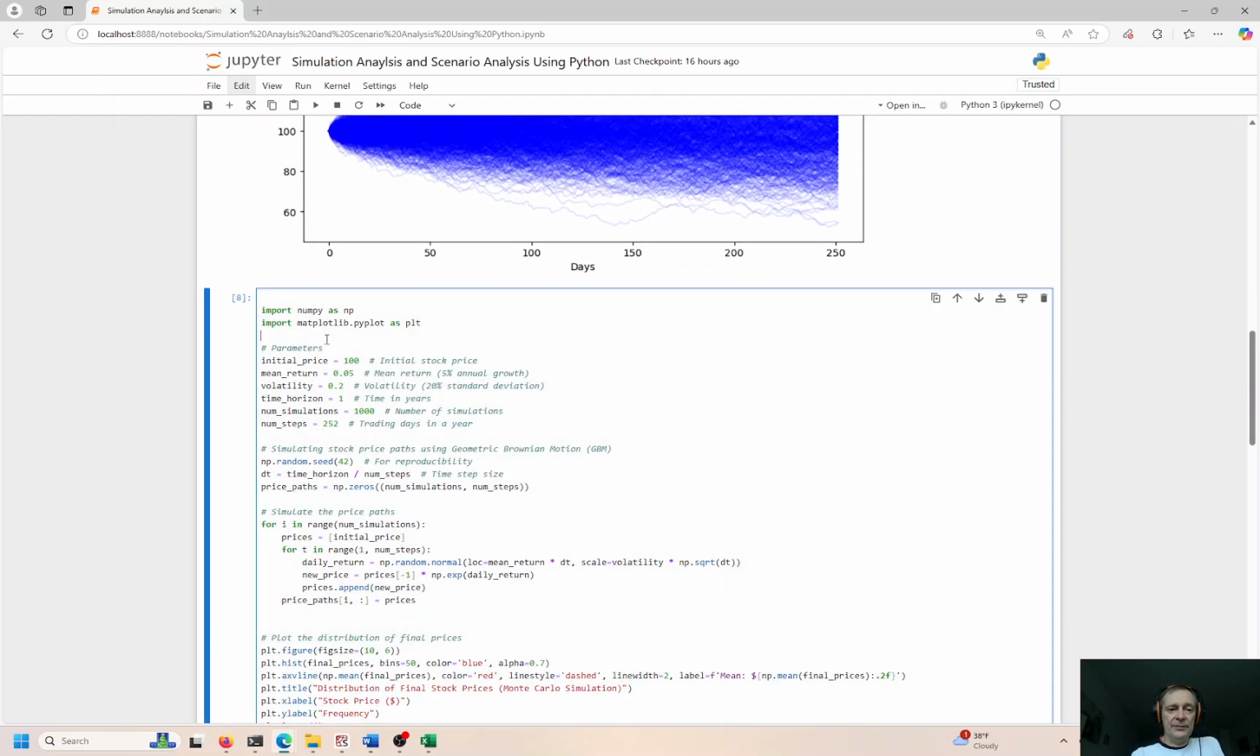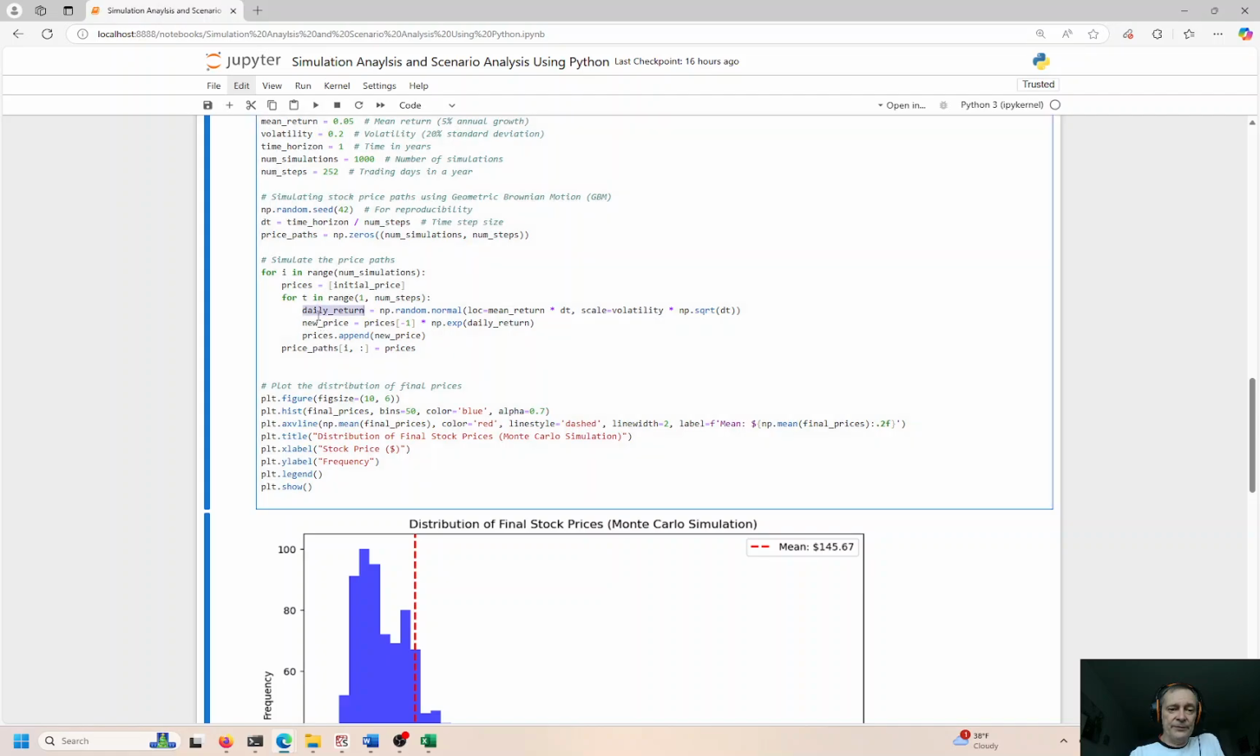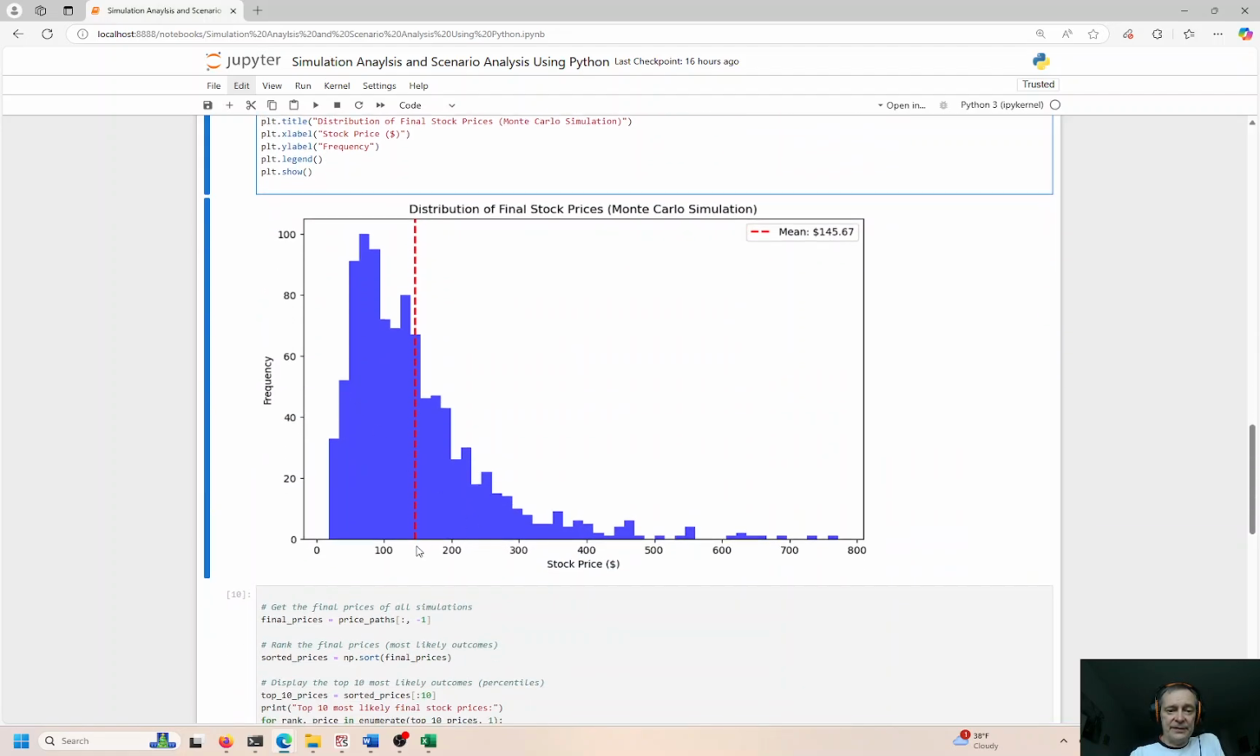So let me rerun the code here and get one more view and look at a couple of statistical types of patterns too. We want the daily return, new price, prices, and the price path. Okay, and we can see here the stock price on average is going to be about $145.67. So that's the simulation analysis.